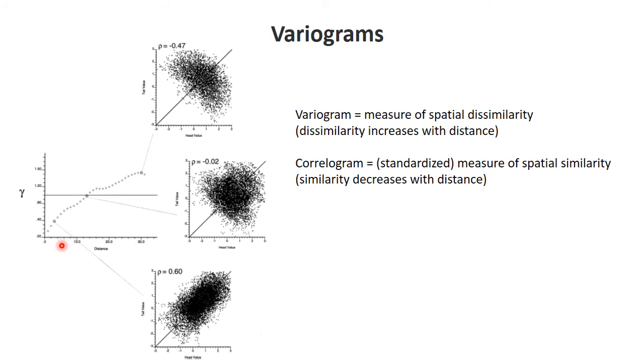So the variogram is essentially a measure of dissimilarity, in the sense that the further we go along this distance, the higher the variogram value becomes. So it measures dissimilarity. Compared to the correlogram, where the higher we go along this axis, the smaller that value becomes, so that's a measure of similarity. Essentially, they measure the same phenomenon, but in different ways.